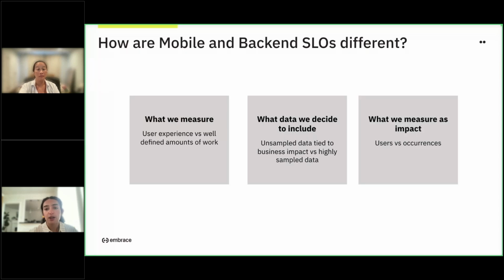And lastly, we want to talk about the big difference in what counts or measures as impact when it comes to mobile versus backend SLOs. So when you look at the backend, you're typically measuring the number of occurrences of an issue or an event. Now that does not translate exactly the same for mobile because in mobile we have this concept of the unique user and the unique user session.